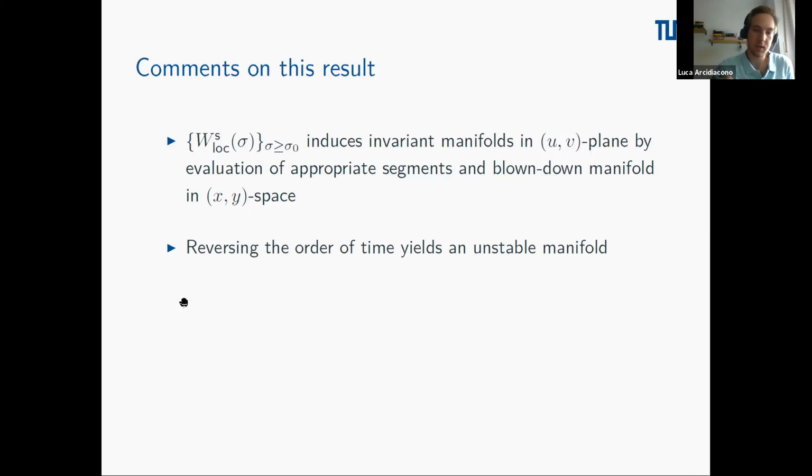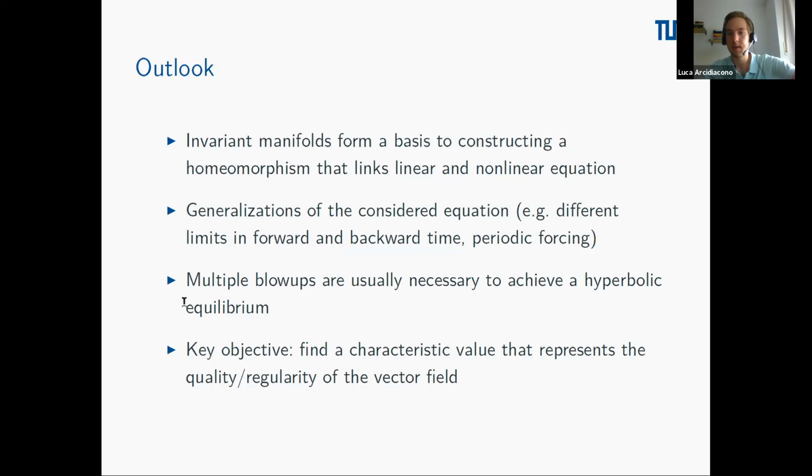And by reverting the order of the time in our original equation, so looking at everything backwards and also performing the blow-up backwards, one can find, using the exact procedure, an unstable manifold, or a manifold that corresponds to an unstable manifold. Well, that was so far what has been achieved. And let me briefly give an outlook on what can be done in the future.